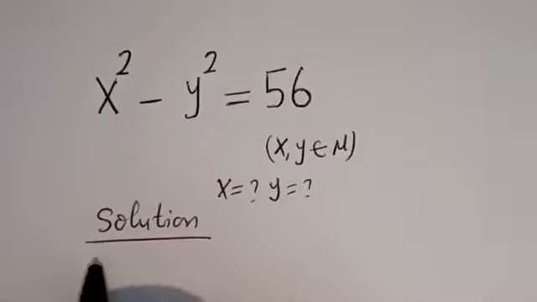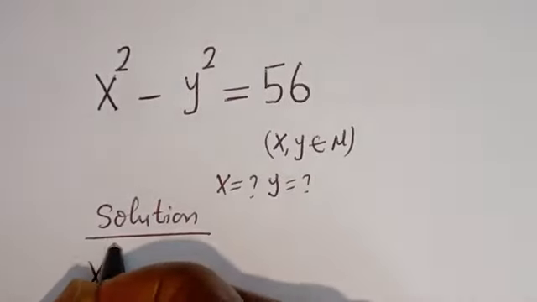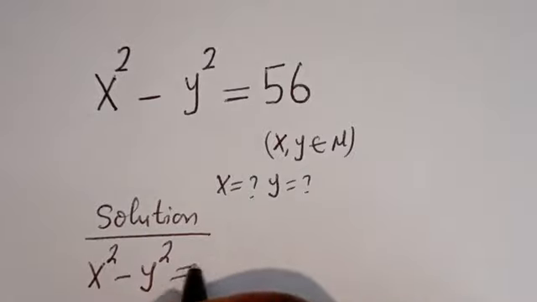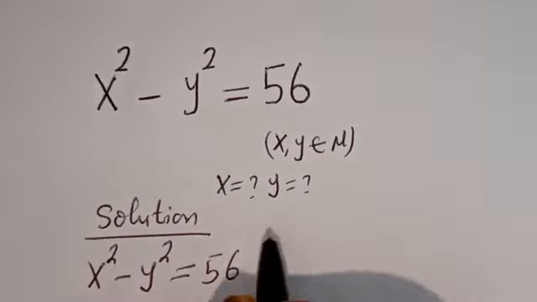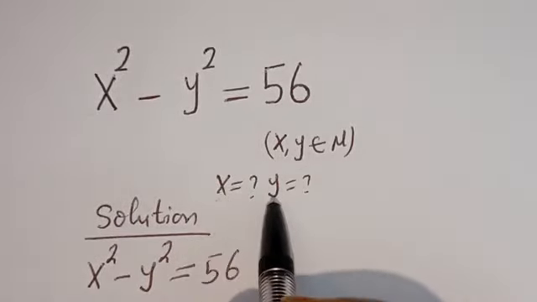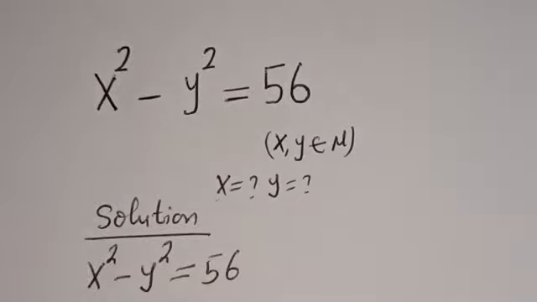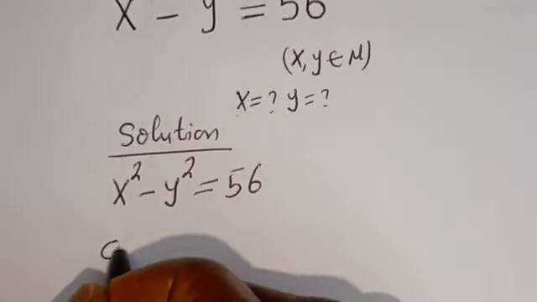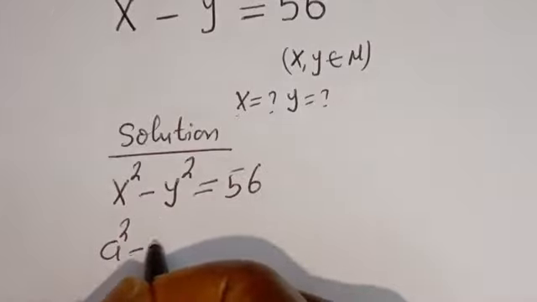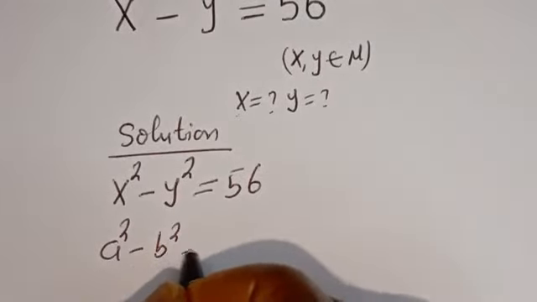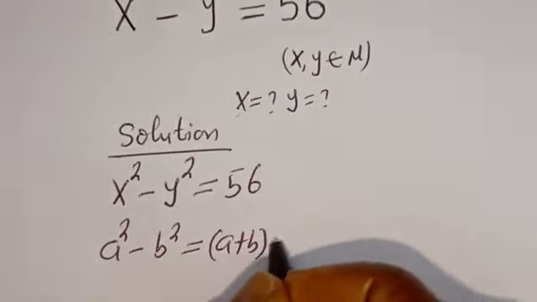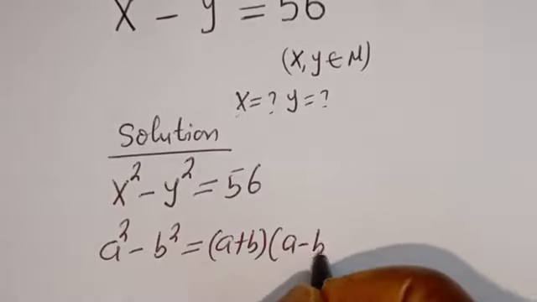Then we have the given equation x squared minus y squared is equal to 56. We want to find the value of x and the value of y. Then this is in the form of a difference of squares. Take note of this, that if you have a squared minus b squared, this is equal to (a plus b)(a minus b).